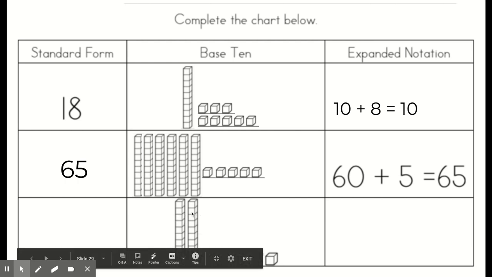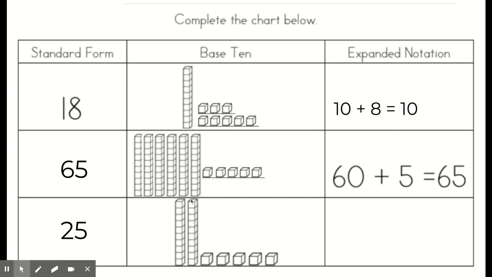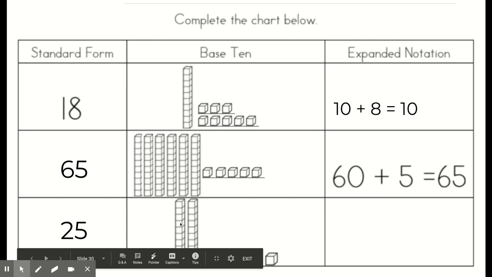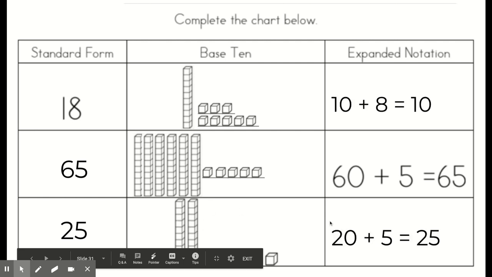You've got 10, 20, 21, 22, 23, 24, 25. So your standard form here is 25. And that in expanded notation simply means you look at your 10s. What's the value of these 2 10s? That would be 20 plus your 5 ones. 20 plus 5 equals 25.